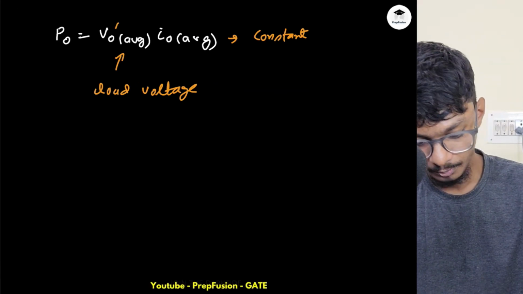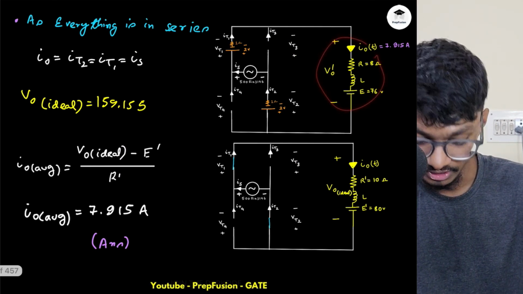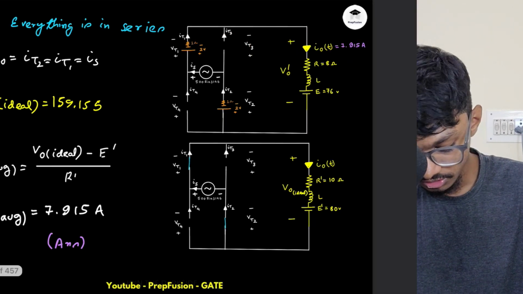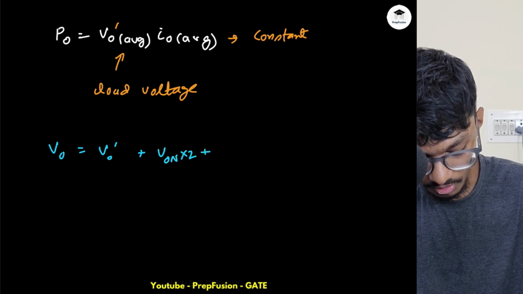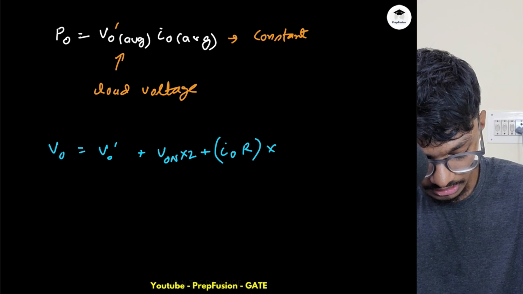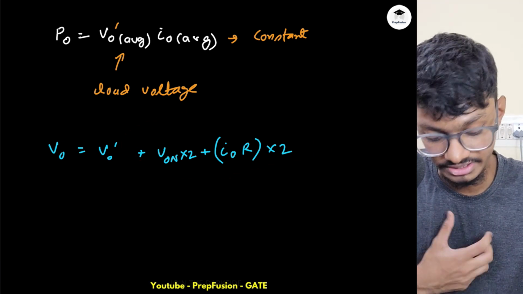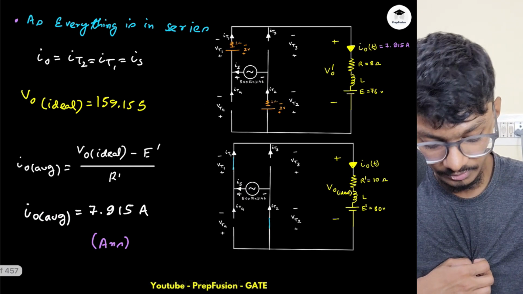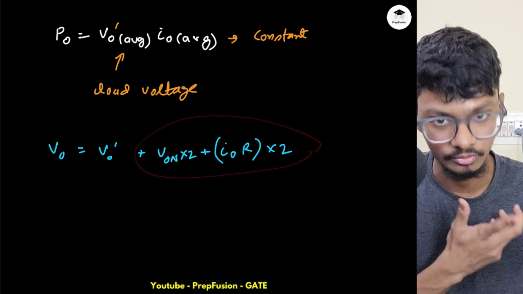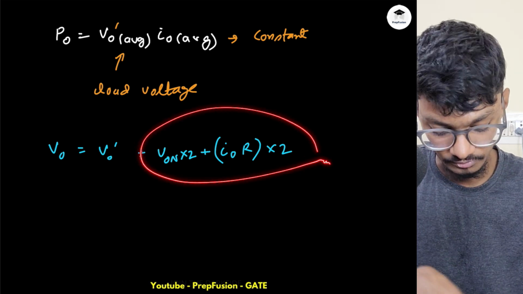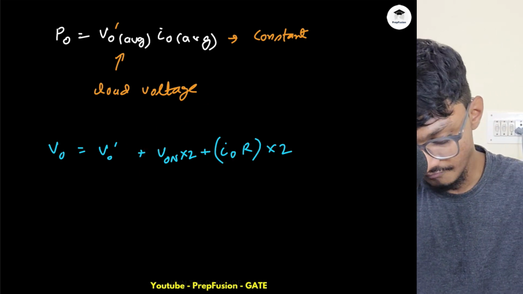So what I can write is my VO will be equal to VO dash plus the extra drops. I had this 2 volt and 2 volt, so plus V on into 2 plus IO into R on into 2, because I had 2 switches. So this extra drop was taken into consideration while computing VO. In these switches there was extra power loss. Previously these were ideal, hence these were 0 only. So this is what my VO dash is.